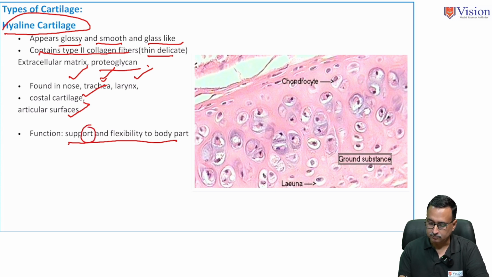So this is a diagram. In this diagram of hyaline cartilage, this is the ground substance, this one pink colored ground substance. So this is a lacuna. Lacuna contains a chondrocyte.